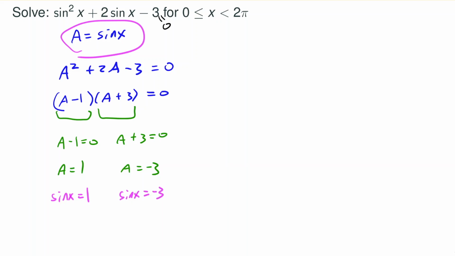So this one is only asking between 0 and 2 pi. So we do not write 2 pi k. We should have a finite number of answers. So what angle on the unit circle is such that sine of that angle equals 1? Well, it's pi over 2.